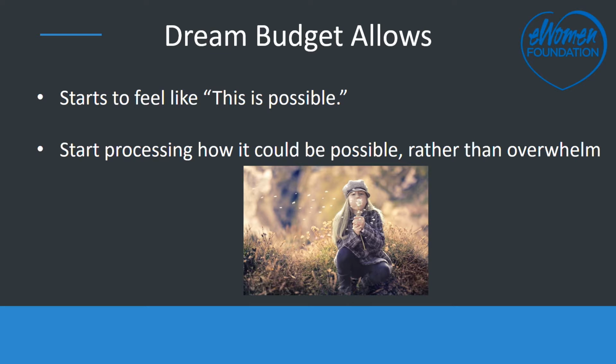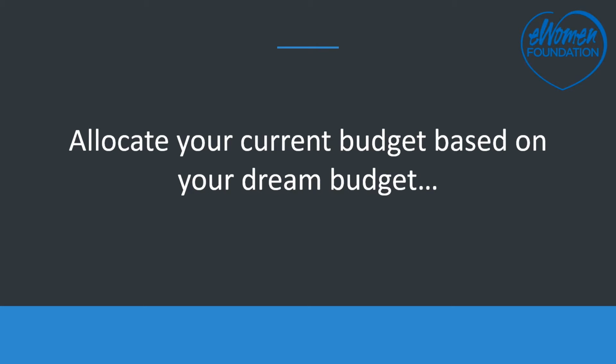Dream budgeting, doing this exercise, it starts to feel like this is possible. I'm going to show you how you can start having a greater impact today. The way you do this is that you allocate your current budget based on your dream budget. So when you allocate based on your dream budget, of course you have overhead, you have all those other things. But when you have the money that's left over or still there, start investing in those things that are on your dream budget. Start creating the pathway for those to start happening.